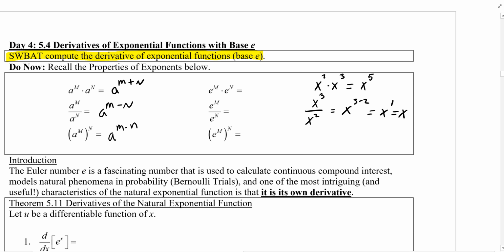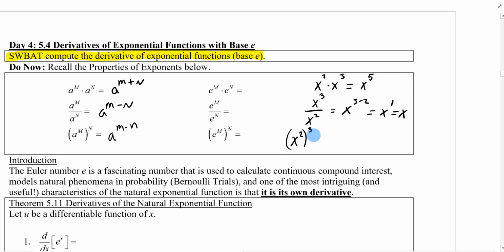Now for this one, I'm going to say x squared raised to the third. What does a power of 3 mean? It tells you that you have 3 times the number on the inside, so that's the same thing as x squared, x squared, x squared. You're dealing with 6 total x's, and that is x to the 6. So just multiplying the exponents will get you this.